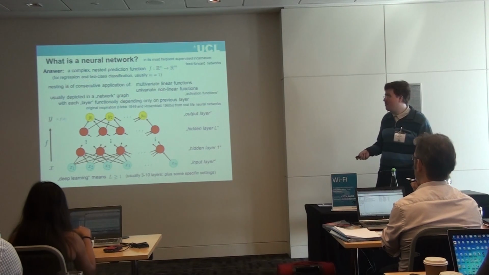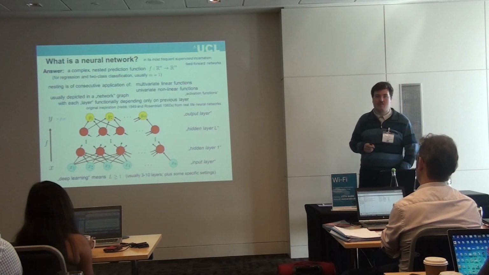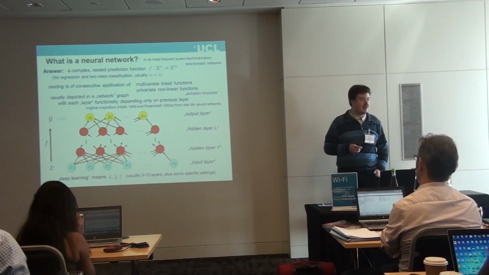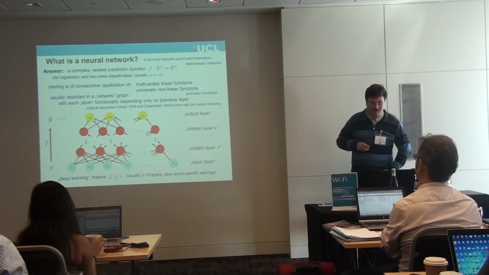Deep learning, what does that mean? It just means there's more than one hidden layer, usually between 3 and 10. But of course, you can go crazy and use 100 if you wish. I mean, if you have enough graphic cards, why not?